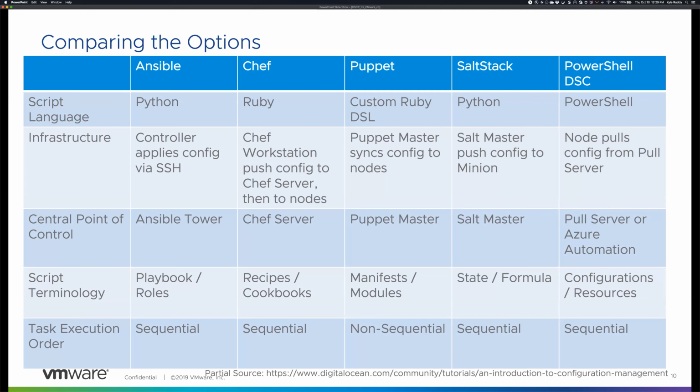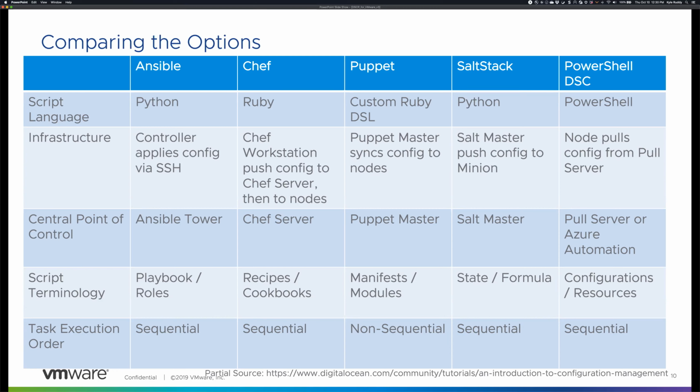So like for the scripting language, Ansible, you can use Python. I learned at Ansible Fest just a couple weeks ago, you can now start using Go. I think there are a couple things out there in Ruby, but when it comes to the VMware resources, it's mainly Python based. Chef and Puppet are Ruby, Salt Stack is all Python, and of course, PowerShell DSC, it's going to be PowerShell.